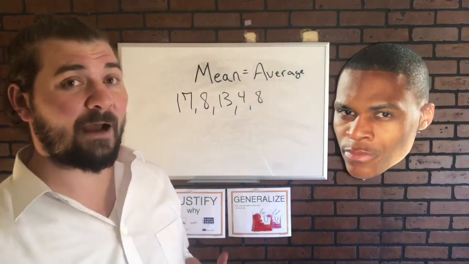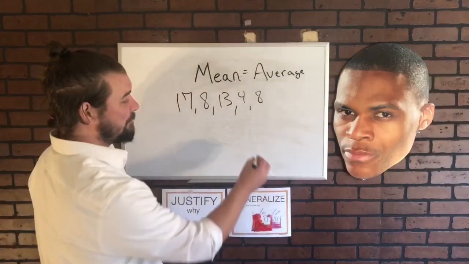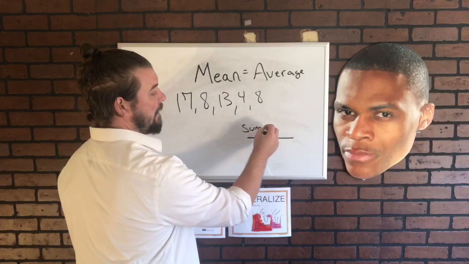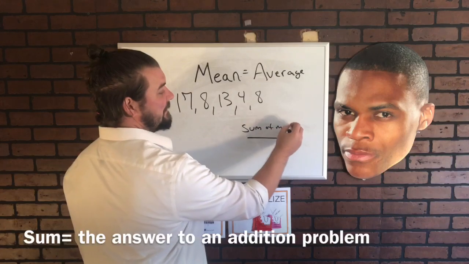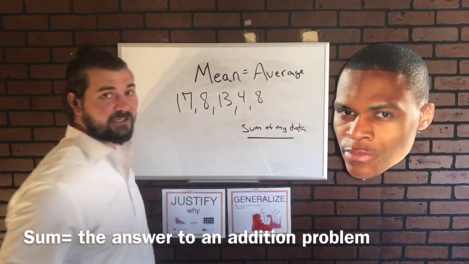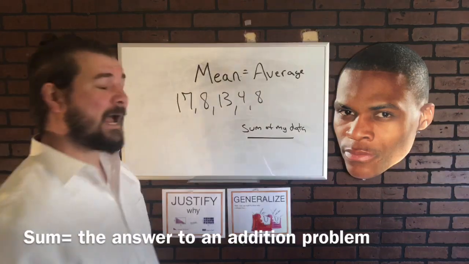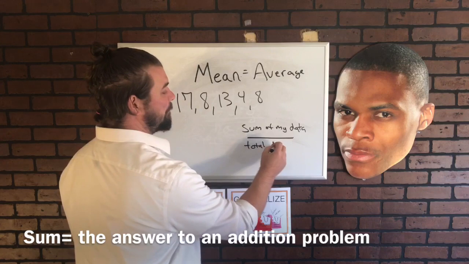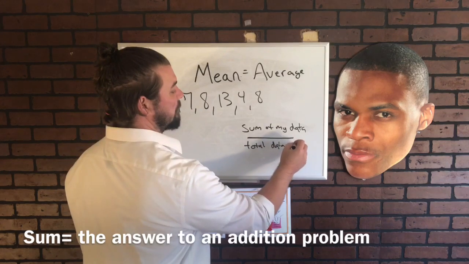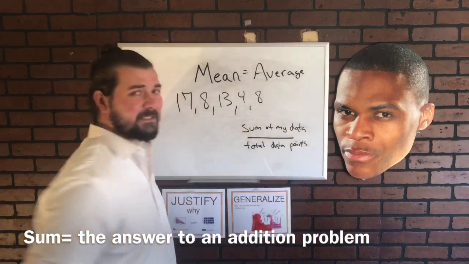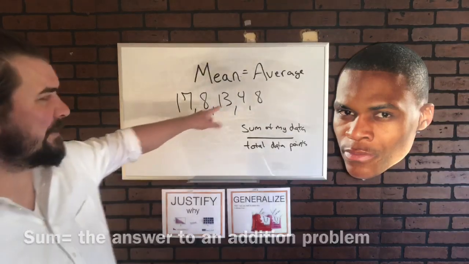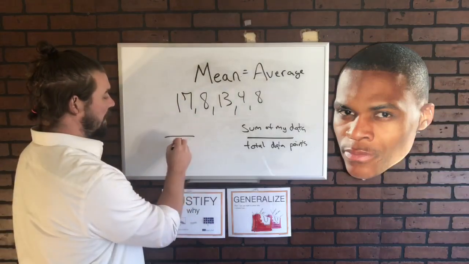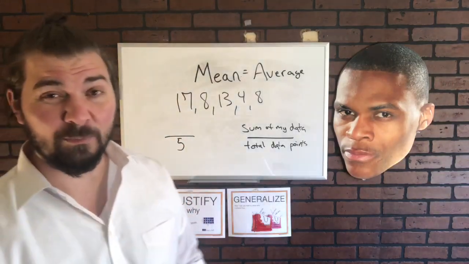Now, when I'm thinking about the mean or the average, I should be thinking about the sum of my data. On the top is a fraction, and on the bottom, I'm going to put total data points. All right. So in this case, I want you to think, how many games did Mr. Horton play? 5. So on the bottom of the fraction or the division problem, we would put 5.